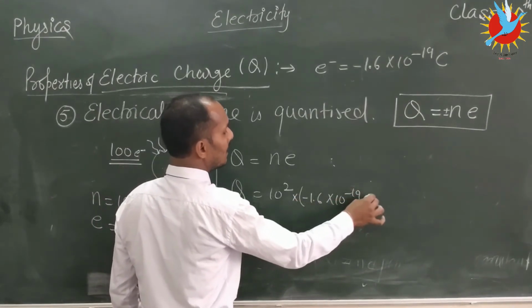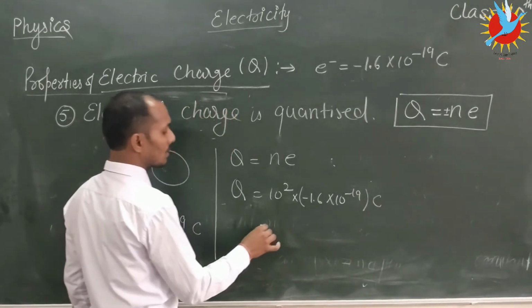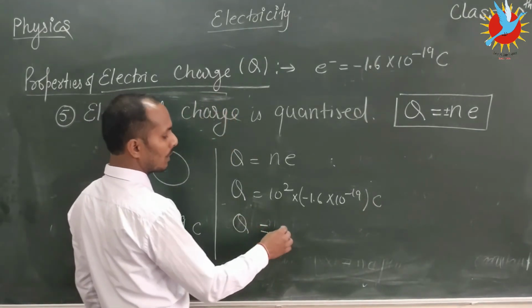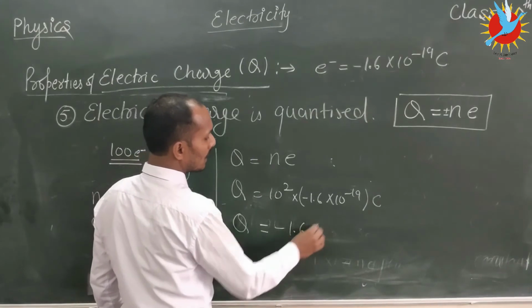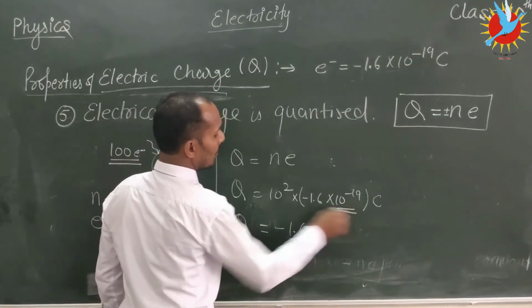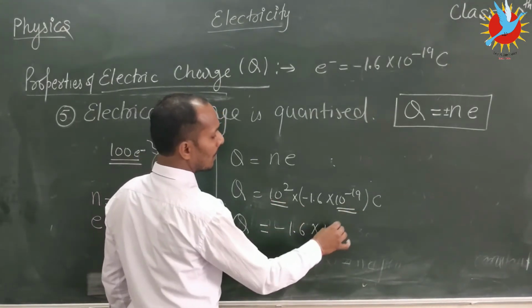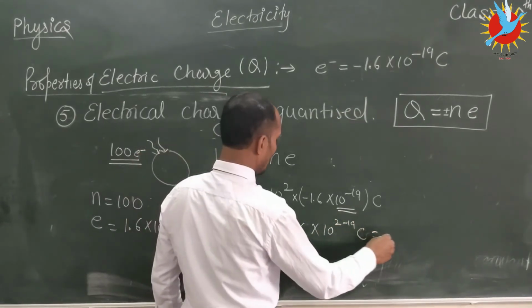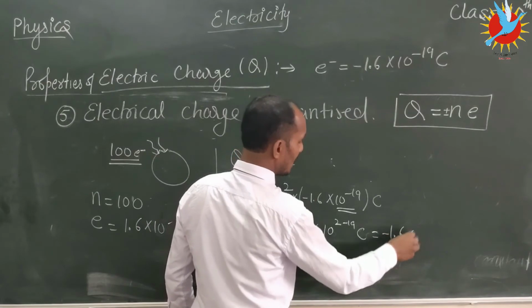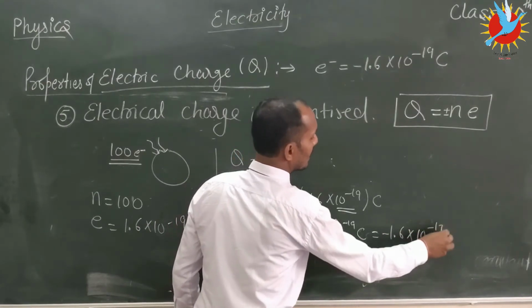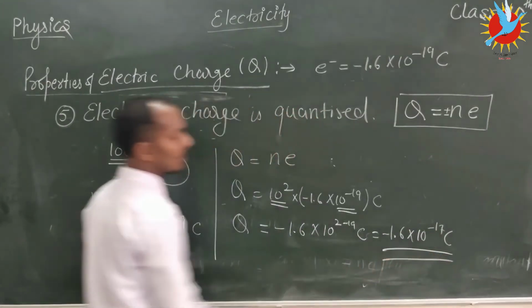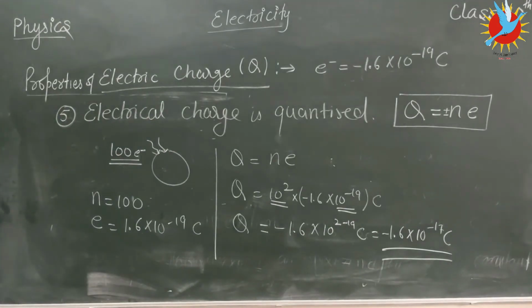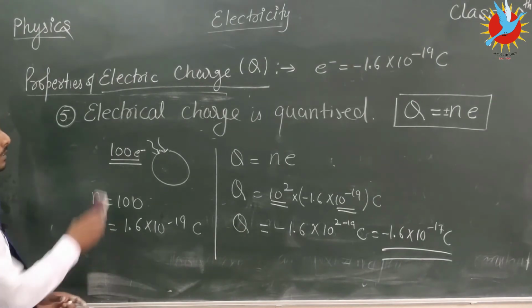power minus 19 coulomb. So the total charge on the body is minus 1.6 into 10 raised to power 2 minus 19. It means minus 1.6 into 10 raised to power minus 17 coulomb charge is on the body. So this is the way to solve these numericals.